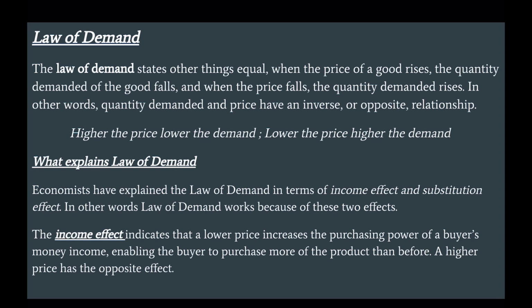What explains the law of demand? Economists have explained the law of demand in terms of income effect and substitution effect. In other words, law of demand works because of these two effects. The income effect indicates that the lower price increases the purchasing power of buyers' money income, enabling the buyer to purchase more of the product than before. A higher price has the opposite effect.